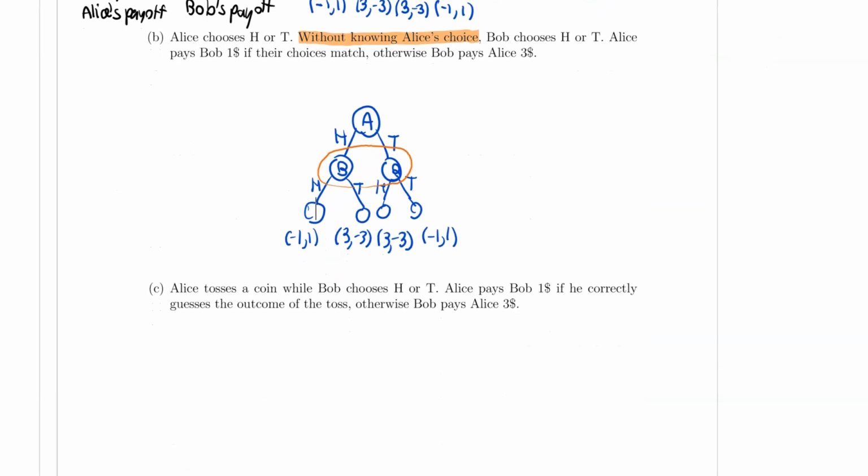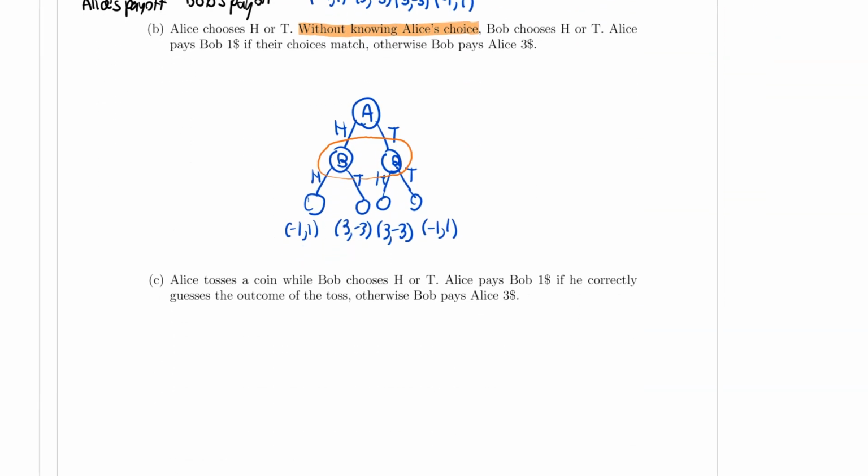Now for the third part, the only difference here is that Alice is actually going to toss a coin instead of choosing it herself. So the difference is that we cannot draw the game as we used to anymore, because in the previous two parts, we have this node up first where Alice plays the game and Alice chooses between head or tail. When I do this, it means Alice is the player.